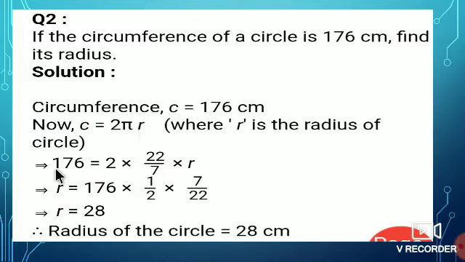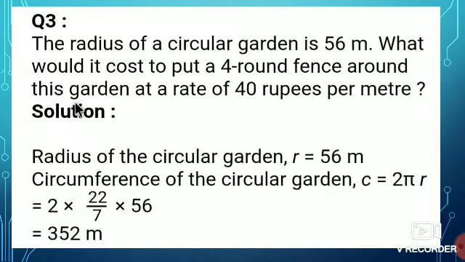Let's put the value in the formula. 176 is equal to 2 into the value of the pi, 22 upon 7 multiplied by radius. Write the radius first here for our convenience, is equal to 176 into the reciprocal of this 2 multiplied by reciprocal of 22 upon 7. After calculating, you will get here 28. So radius of the circle is 28 meter.